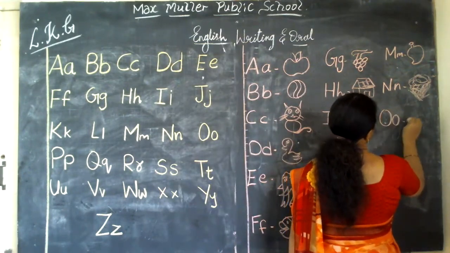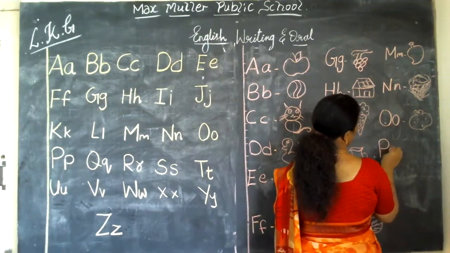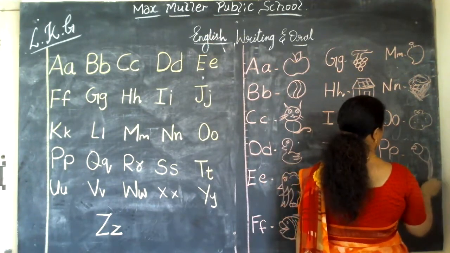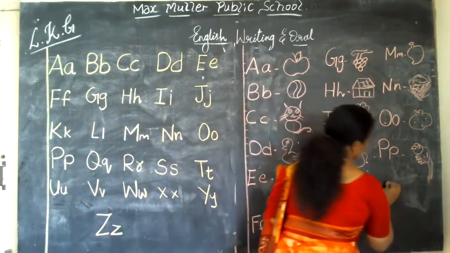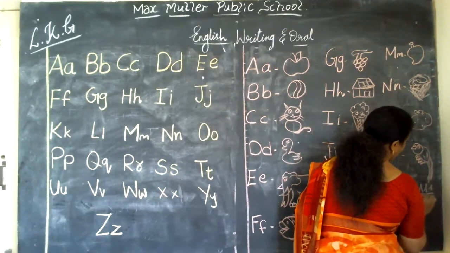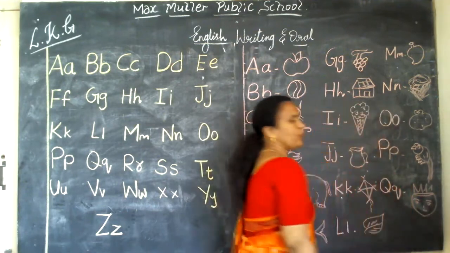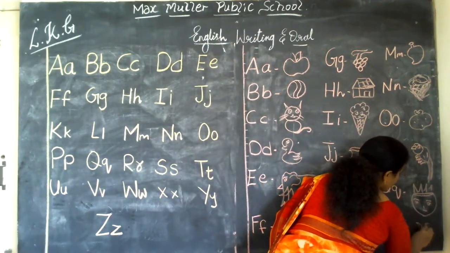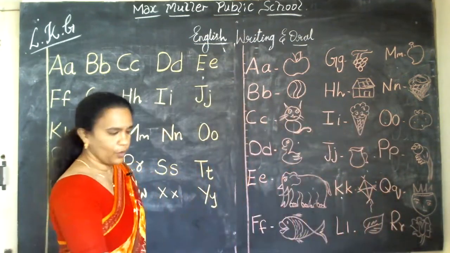O for orange. P for parrot. Q for queen. R for rose. Now read once again.